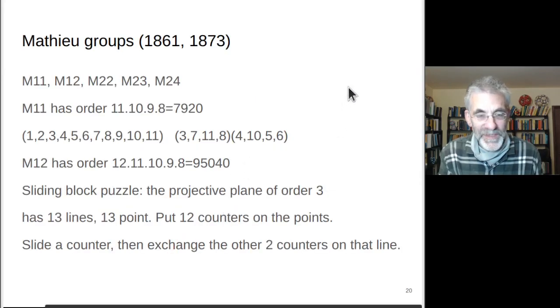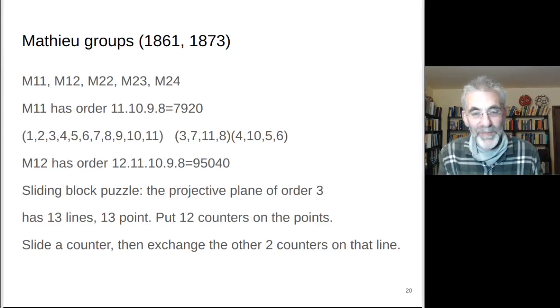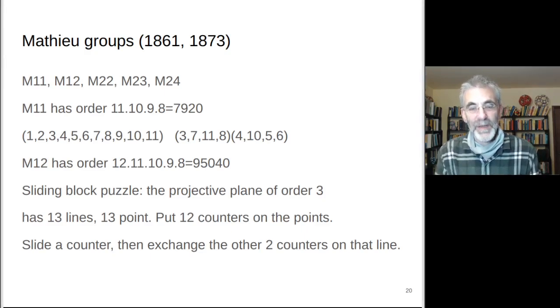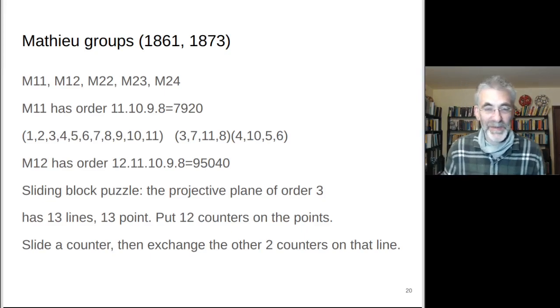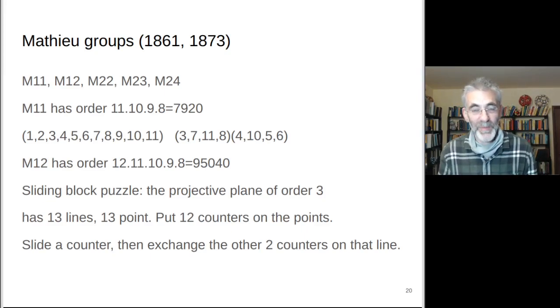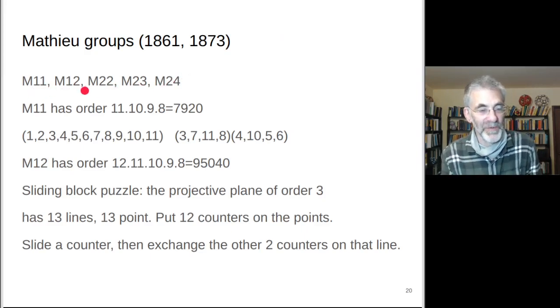So the first sporadic groups discovered were the Mathieu groups, discovered in the 19th century. As I said, this was the first one that was discovered about a century before Janko found his. These groups are called M11, M12, M22, M23 and M24. The M stands for Mathieu, of course.